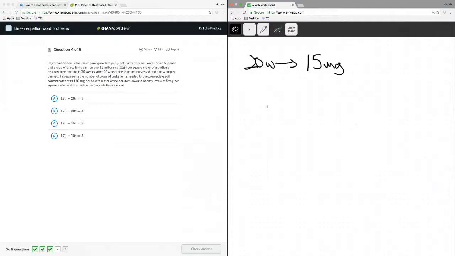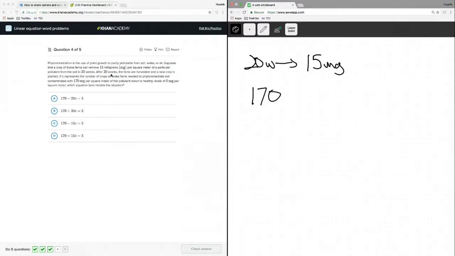So now we don't even have to solve this. We're just trying to figure out how to model the situation. So think about it. We're starting at 170. All these choices have 170 here. Now, this is being reduced, right? So it's 170 and it's being reduced each time by, what is it? C represents the number of crops needed to phytoremediate. So let's see, 15 milligrams. Hold on, let me see this.